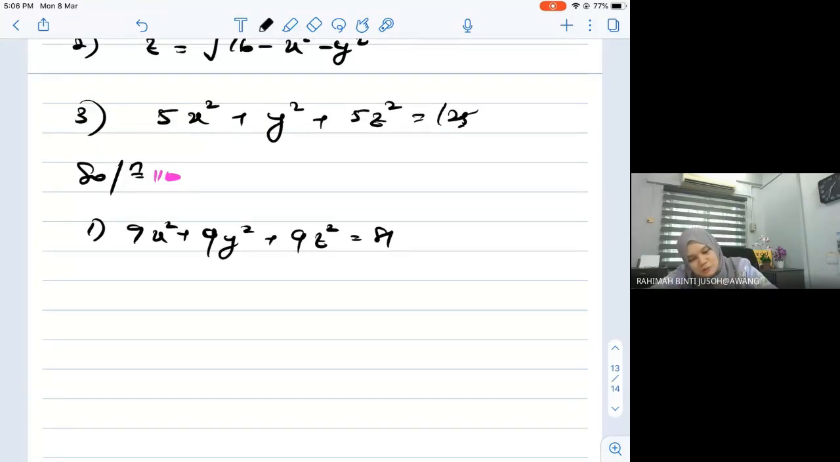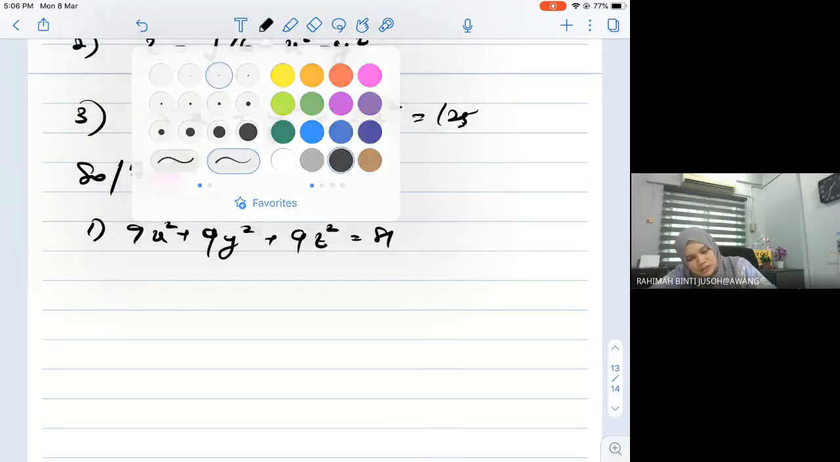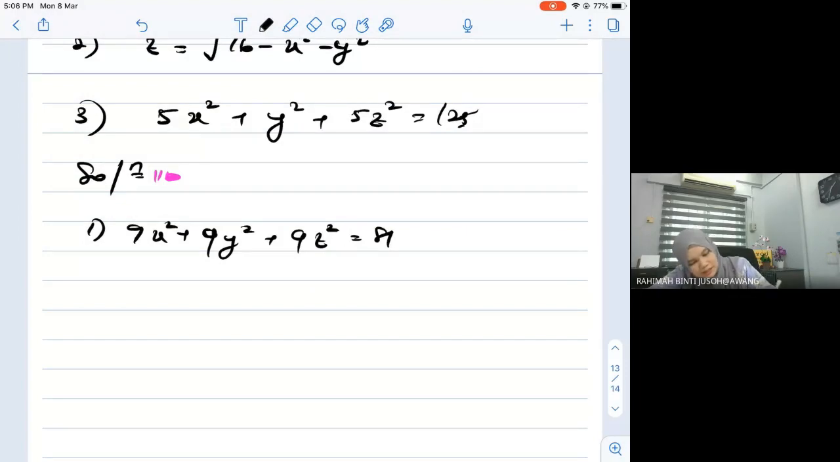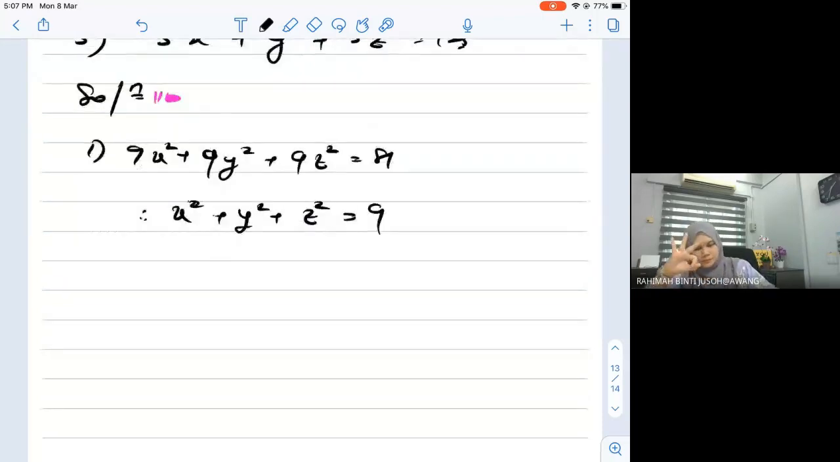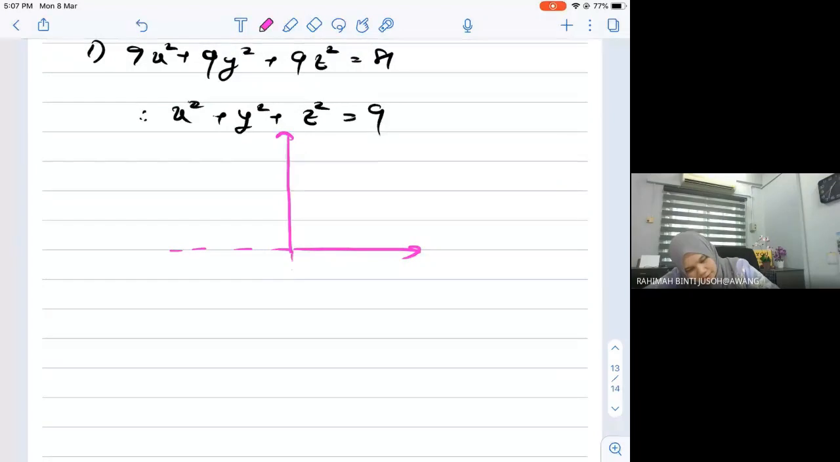Okay, so dalam kes ni, kalau you nak tahu dia punya radius, kita kena divide everything by 9. So if we divide everything by 9, we will have x squared plus y squared plus z squared equals to 81 divided by 9, which is 9. So the radius should be 3. Soalan ni simple lah, senang je ini. I believe all of you can understand this.